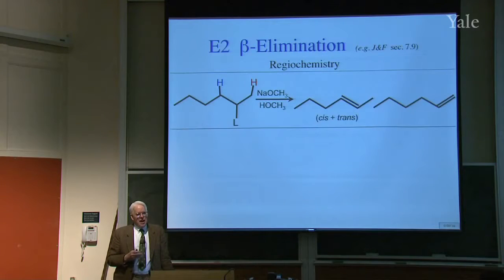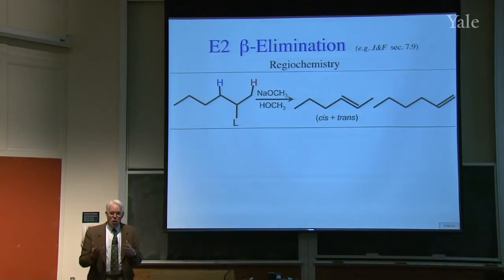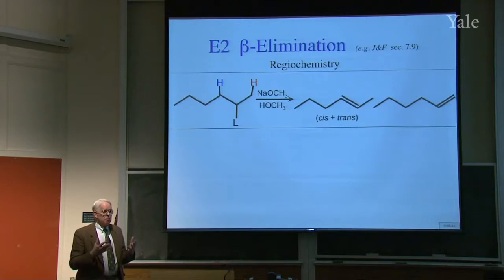And this is the kind of thing where before people knew anything about mechanism, people tried to figure out how you can get a certain product. And different pathways, this was just lore, right? This would do this, this would do this. And there were two kinds of rules. One was the rule due to Hoffman. The other was the rule due to Zaitsev, right?